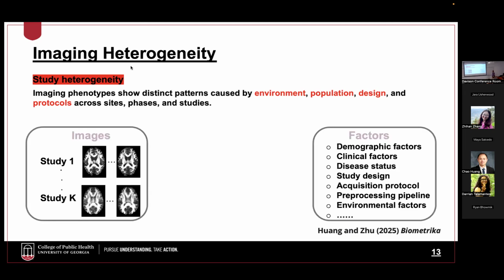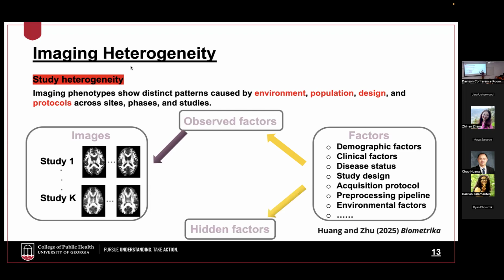And here is an example. You can think about this: this is the imaging data set that we observed here. And we also have all these factors, for example, demographic factors, clinical factors, disease status, study design, acquisition protocols, preprocessing and imaging processing pipelines, or some environmental factors. The question is, for all these factors here, we can only observe or collect some of them. We cannot collect more of them, which means that some of these factors are observable, but some of them are hidden. So this gives us a big challenge here.